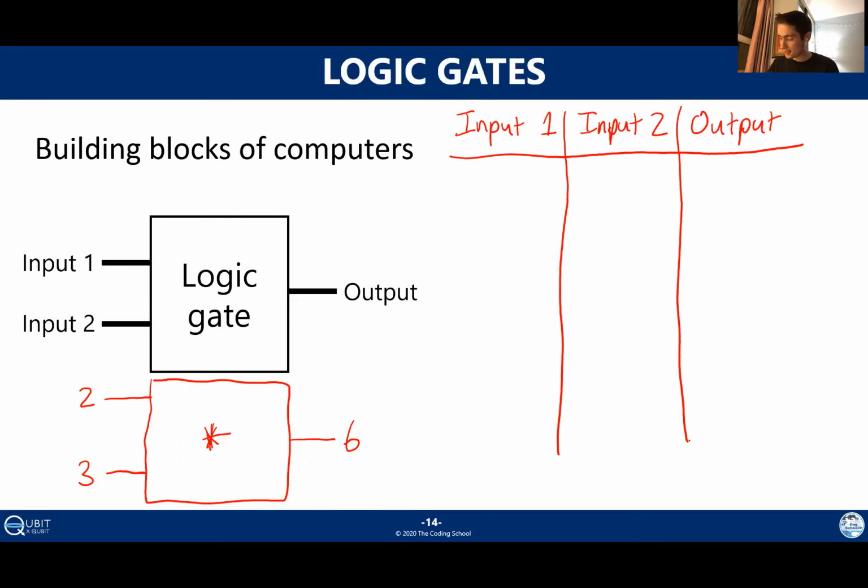So in this case, I would just start off with 1 maybe. So we know that 1 times 1 is going to be 1. 1 times 2 is going to be 2. 1 times 3 is going to be 3, and so on. And eventually down here, I'll get to 2 times 1 gives me 2. 2 times 2 gives me 4. 2 times 3 gives me 6, and so on and so on.